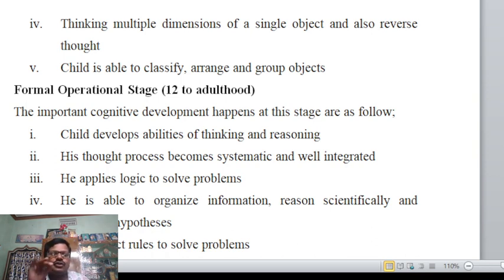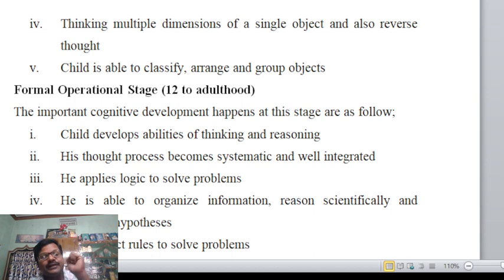And the fourth stage is called the formal operational stage. This is a very important stage of development. What cognitive development occurs during this stage? The child develops abilities of thinking and reasoning. In the previous stage, logical thinking on concrete things is developed. But in the formal operational stage, abstract thinking will be developed.